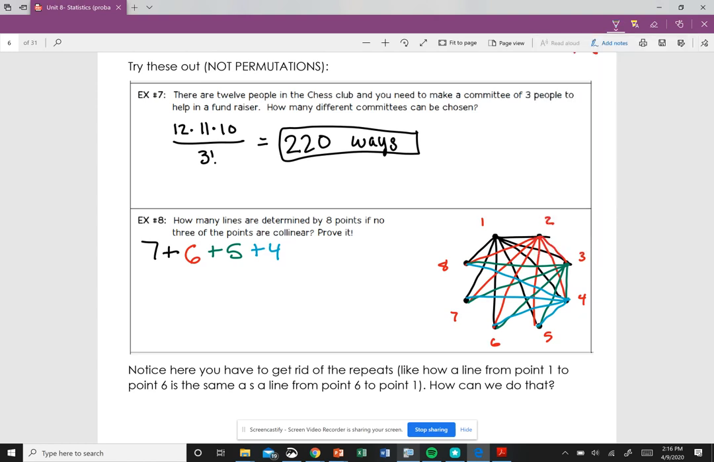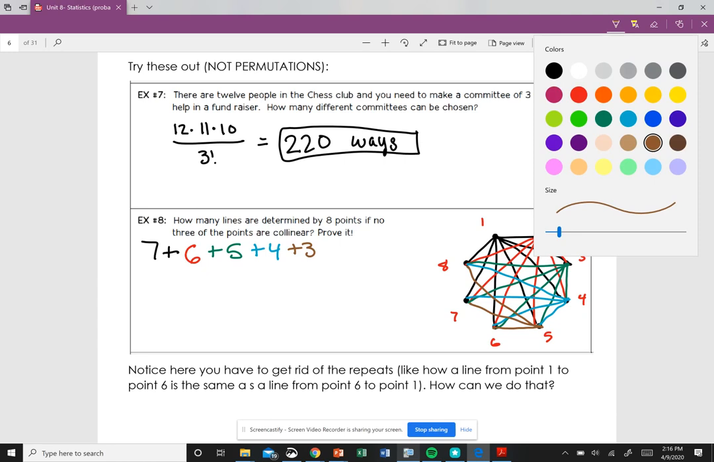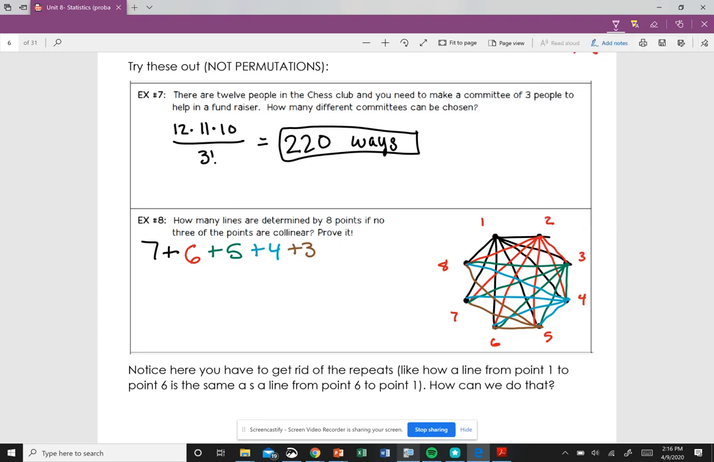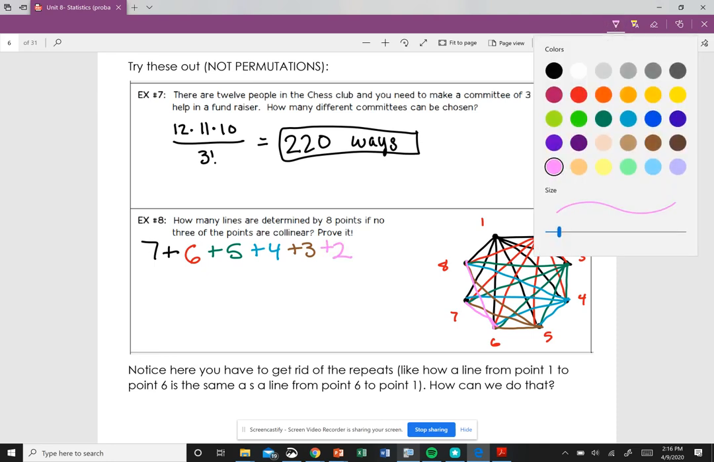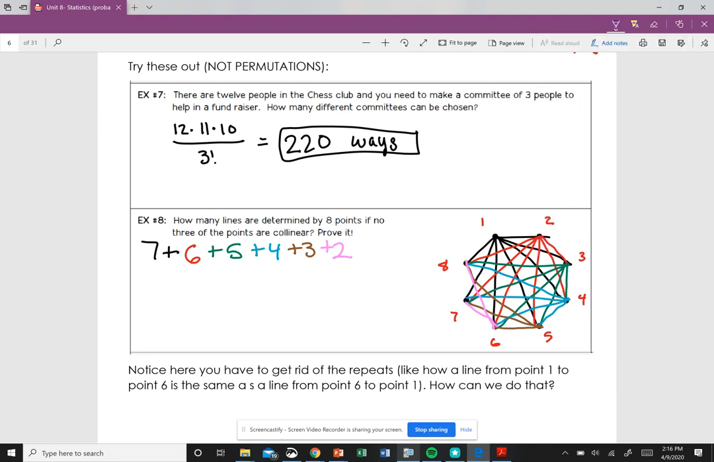Okay. So from 5, there's no point in drawing a line to anything before 5 because there are already lines to them. So from 5, the only new lines are going to be to 6, to 7, and to 8. So there's only 3 new lines. So from 6, running out of colors here. From 6, no point in drawing lines to anything before it, but I can draw a line to 7 and to 8. There are exactly 2 new lines. And if you haven't figured it out yet, there's a little bit of a pattern going on here. And then 7, there's only 1 new line I can draw.